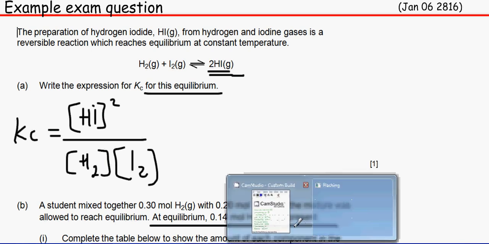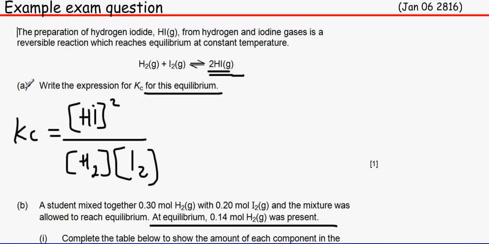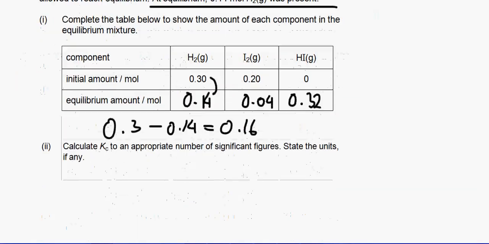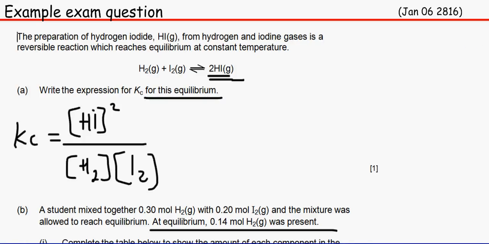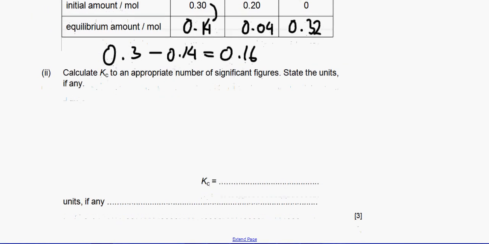Pardon me. Sorry about that. Okay, so 0.32 moles has been made. So that's that question done. And that question is 3 marks, I should think. 2 marks, okay. So, calculate Kc to the appropriate number of significant figures.